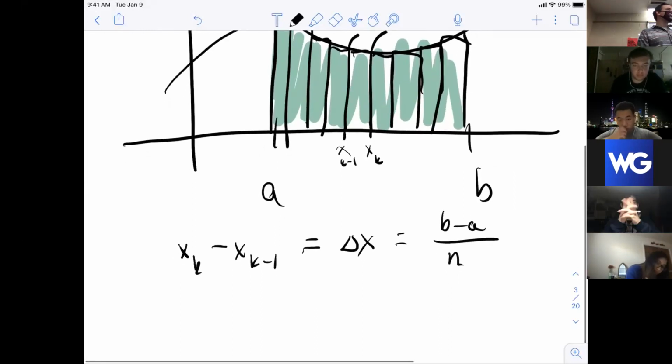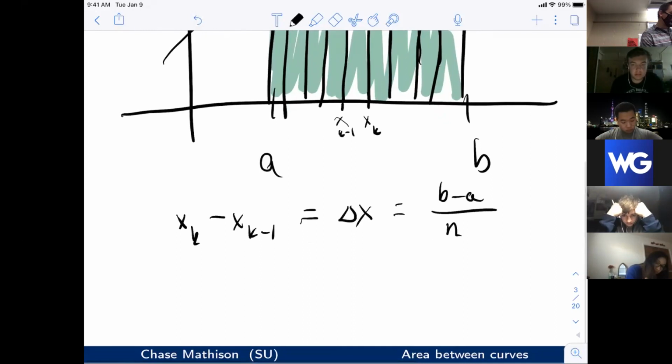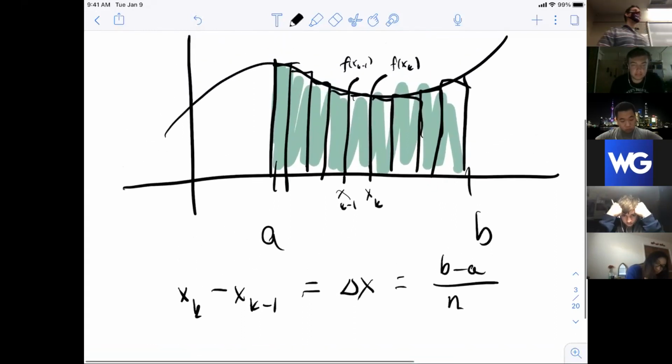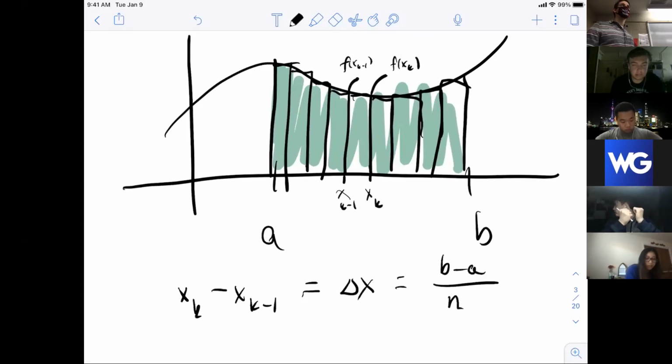And then the only other thing I need is the height of the rectangle. Well, I could use the left side of that rectangle, or I could use the right side of that rectangle as the height. So either f of x_{k-1}, f of x_k, or I could take any point in between those, right?